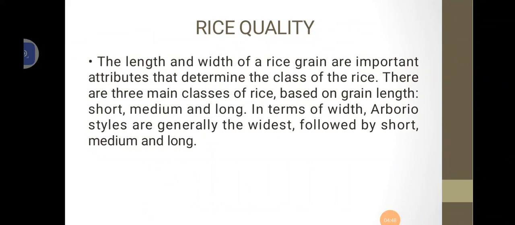Rice quality. The length and width of rice grain are important attributes that determine the class of rice. There are three main classes of rice based on the grain length: short, medium, and long. In terms of width, Arborio types are generally the widest, followed by short, medium, and long.